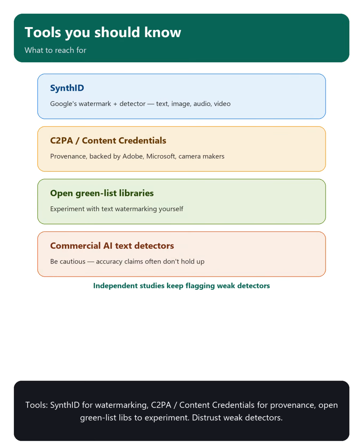Which tools should you actually know? For text and multimedia watermarking from Google, look at SynthID and its open detector. For provenance, the C2PA and content credentials ecosystem is backed by Adobe, Microsoft, and many camera makers. On the open research side, libraries built around the green list method let you experiment yourself. And be cautious with commercial AI text detectors that promise high accuracy, because independent studies keep showing their numbers do not hold up on real-world, edited, or non-native English writing.